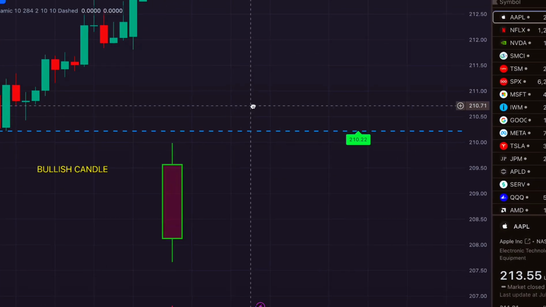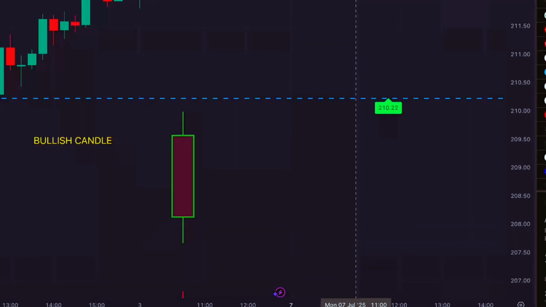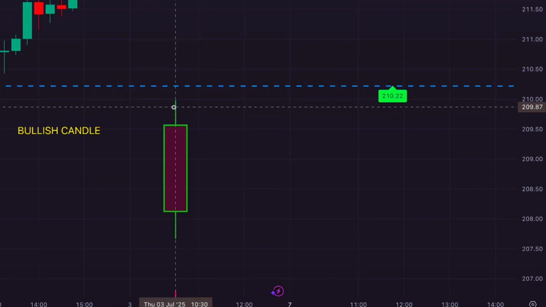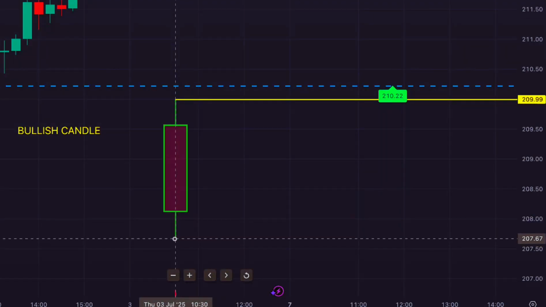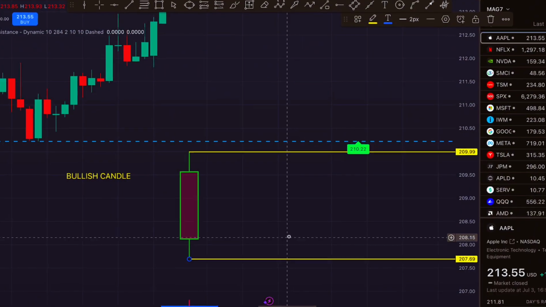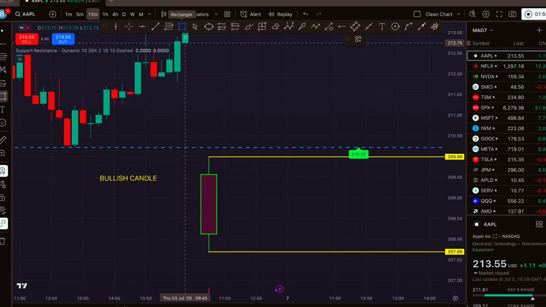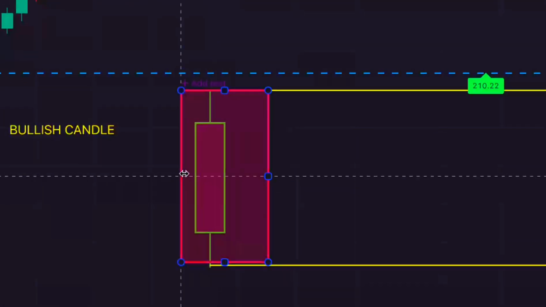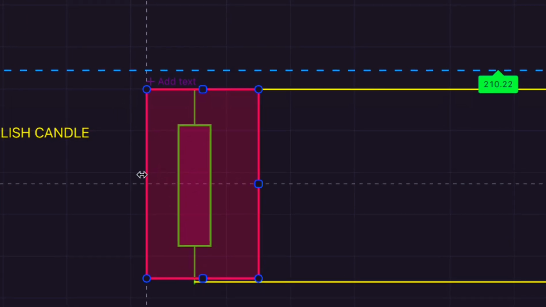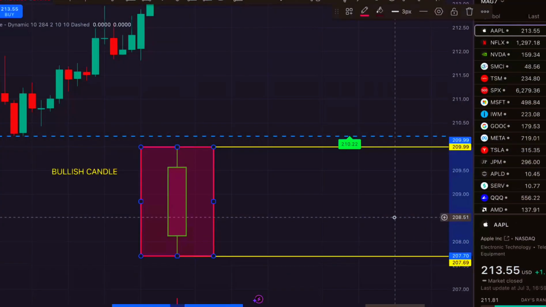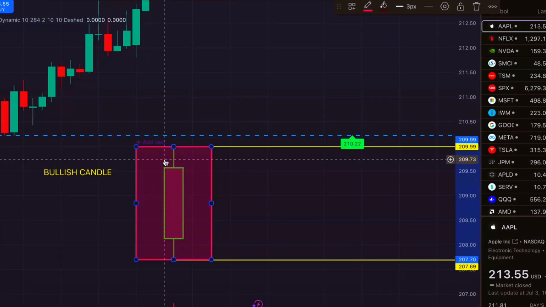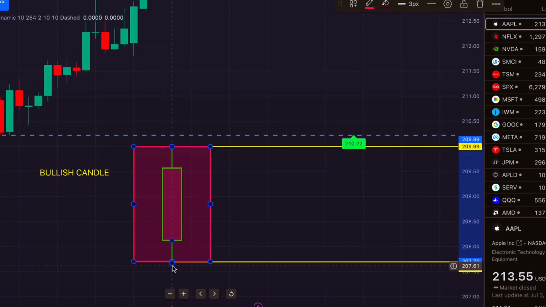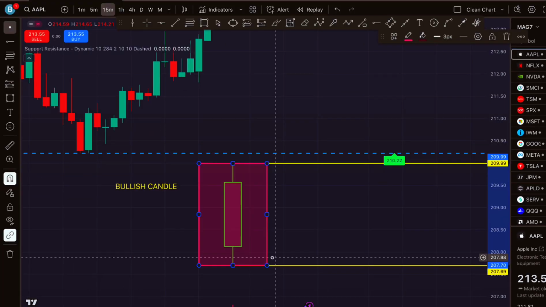So the next step is to mark the candle. Let's mark the candle range high and the candle range low. And then we box it in. This is our box. We are boxing the candle. Done. So that means drawing a box around the top and the bottom of the candle. That's your zone.